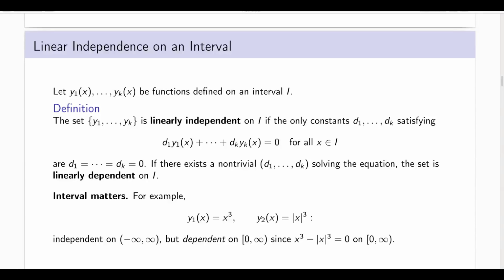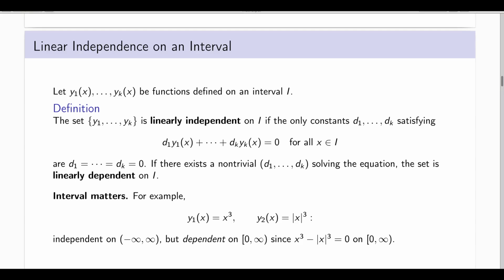When we talk about functions being linearly independent, we mean that no function in the set can be written as a constant combination of the others. Let y1 of x through yk of x be functions on an interval I. Formally, if the only way that d1y1 plus d2y2 plus dkyk equals 0 for every x in the interval I is by setting all the constants d1 through dk to 0, then the functions are independent. Otherwise, they're linearly dependent. But the interval really matters.